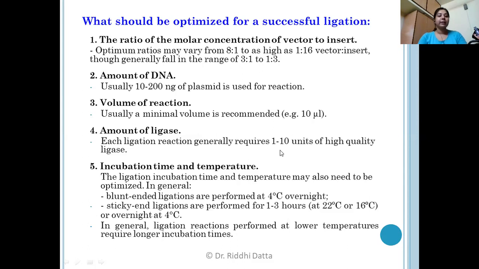And the fifth one is the incubation time. Now, we must keep in mind that if we are using blunt end ligation, it can be performed at 4 degrees centigrade overnight. On the other hand, for sticky end ligation, we can incubate it at 4 degrees overnight, or 16 degrees overnight, or 2 hours at room temperature. Again, the most commonly used temperature is 16 degrees or 4 degrees and overnight. That has the highest efficiency for ligation.